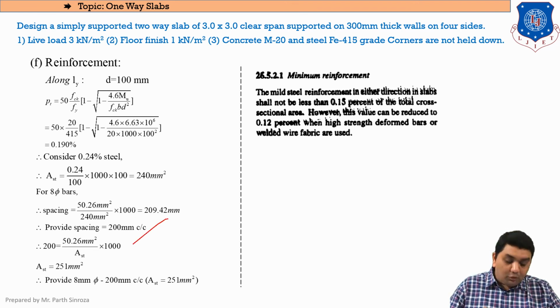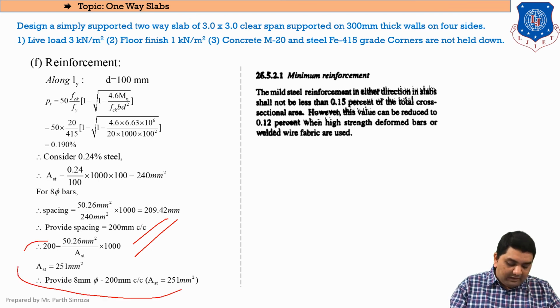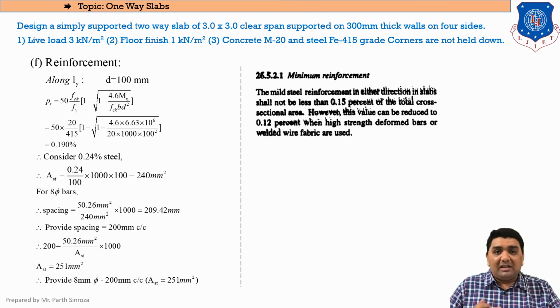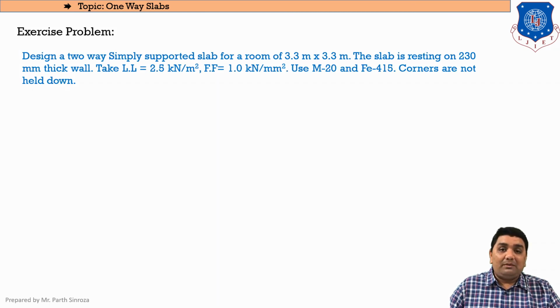So next step will be to provide spacing, and if you are getting a spacing of 209.42 mm, then we will be rounding it down to 200 mm, and then finding our AST again, that will be our AST provided. These are steps we have always seen in the one-way slab, simply supported and continuous. So this was our major difference between our one-way slab and two-way slab. So this was our design problem regarding a two-way slab that is simply supported, or corners are not held down. So this is the exercise problem that you need to solve. Keep in mind, solve two-way slabs, because if you see in your question bank, two-way slab problems are generally asked frequently in your examination.